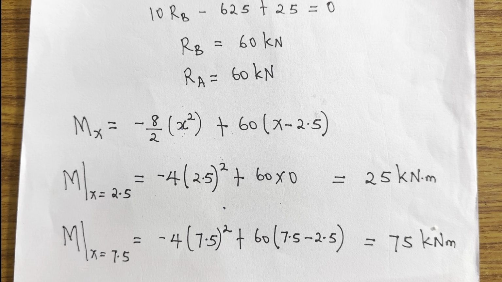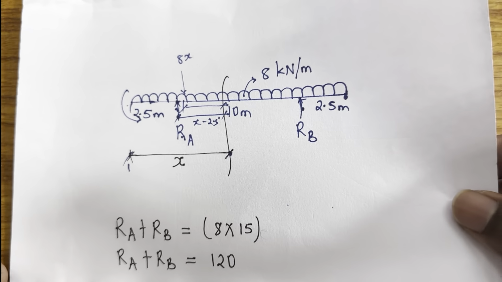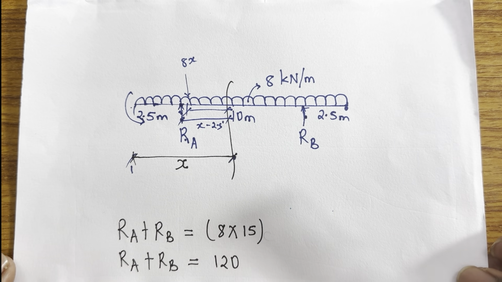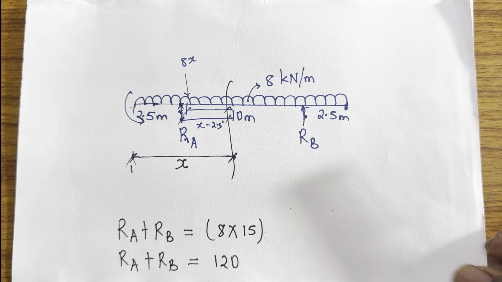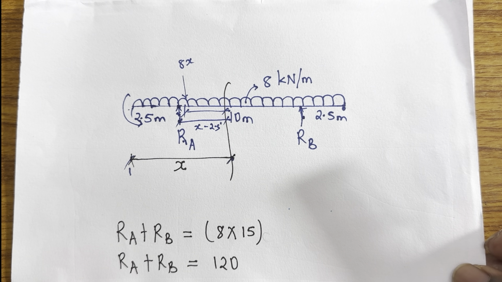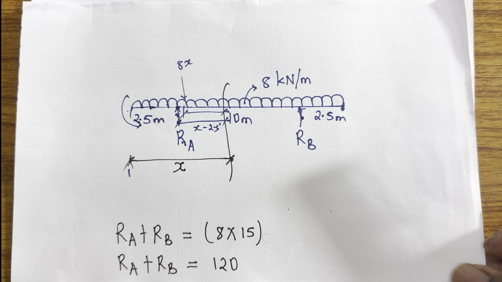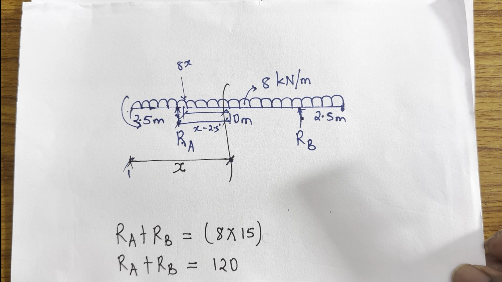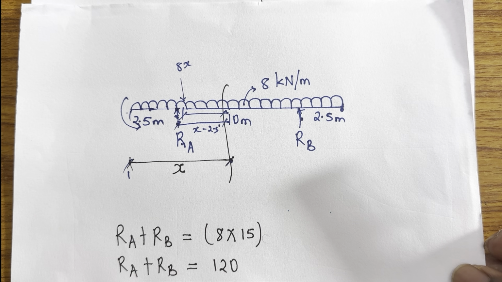Then I also need moment at X equals 7.5. Why? Now if you realize carefully, in between these two supports, the span from here to here is 10. Half of that is 5. So 5 plus 2.5 means the mid span of this entire beam is at 7.5.